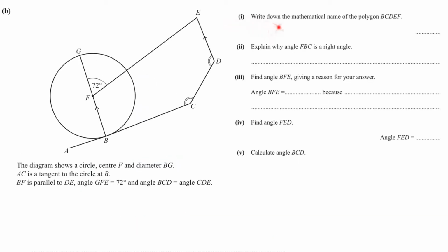B1, write down the mathematical name of the polygon BCDEF. We can see there are 5 sides. So it's a pentagon. B2, explain why angle FBC is a right angle. It is a right angle because the angle between the tangent and the radius is equal to 90 degrees.